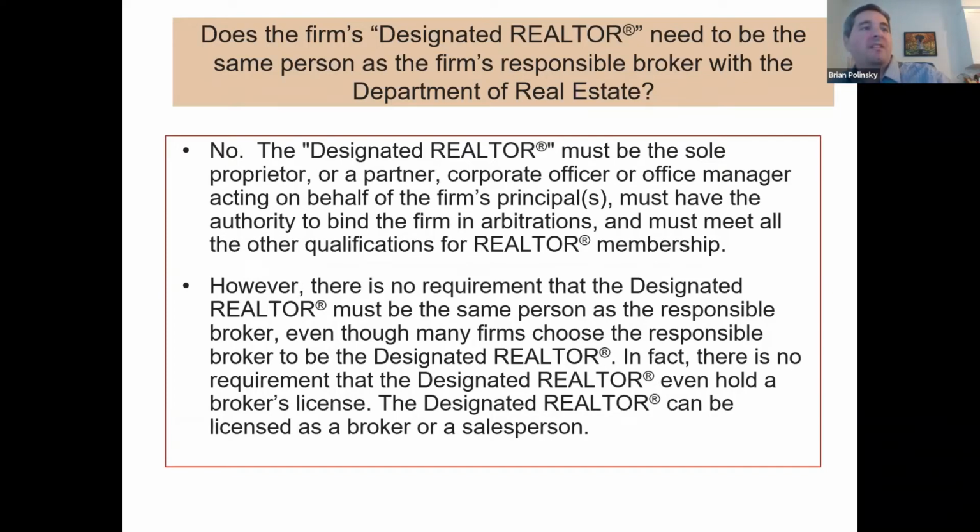Important point. The designated realtor can be licensed as either a broker or a salesperson. It's possible you could have a salesperson who's an office manager, for example, or even a corporate officer. So keep that in mind. A broker's license is not a requirement to be a DR. Now, also keep in mind that many firms do choose the responsible broker listed with DRE to be the designated realtor. They just don't have to do that. They're not required to do that under NAR policy.